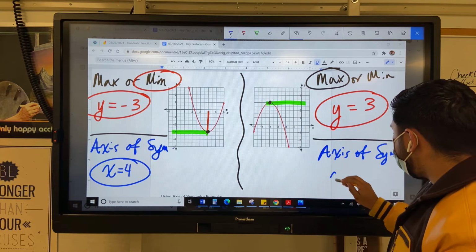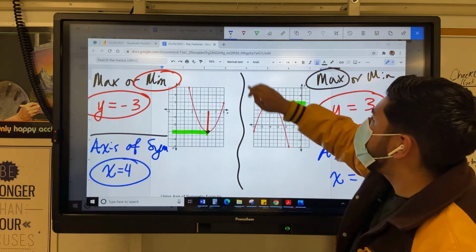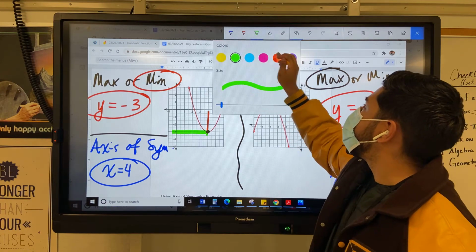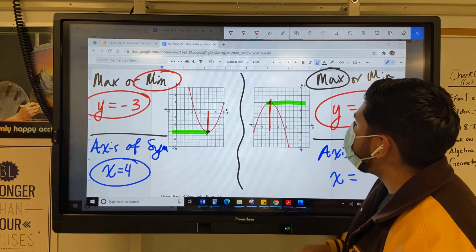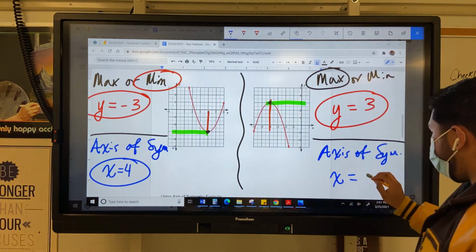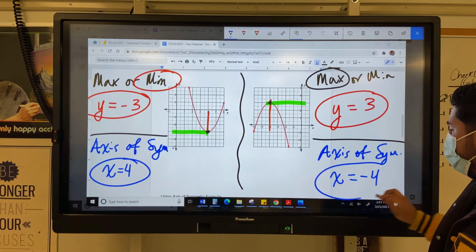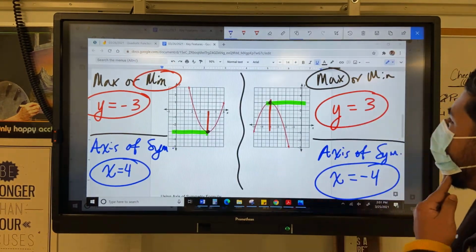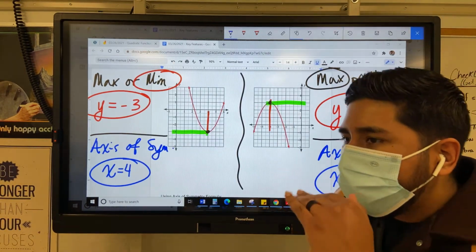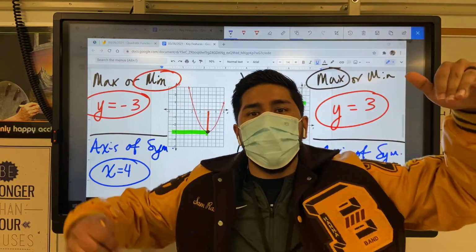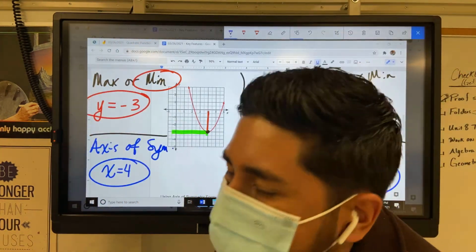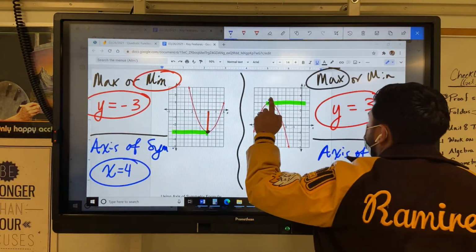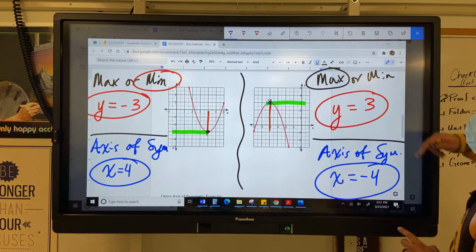Okay, x equals from the vertex. And what is that x equals to? Well, -4. All right, very awesome. Hopefully you got to this point. Hopefully you see like, okay, top max, bottom min, just cut the thing in half. That's my axis of symmetry from the vertex. Make sure you're looking at the vertex.